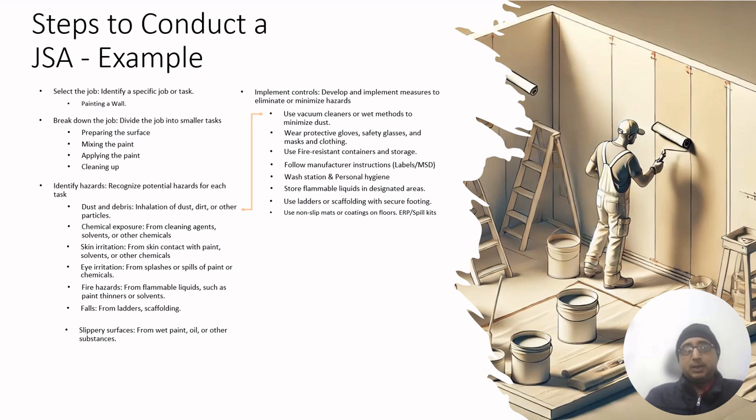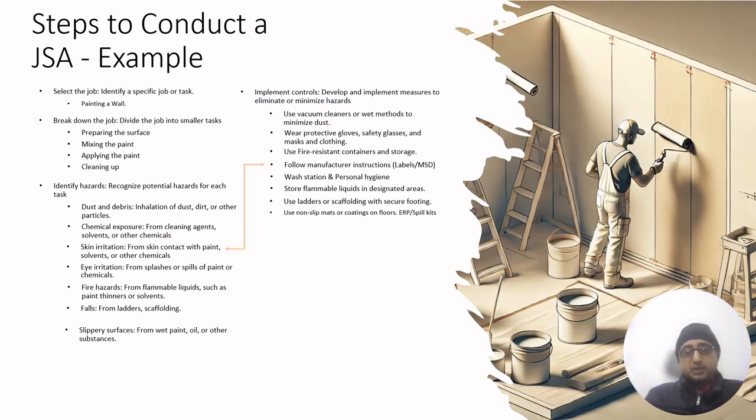For the dust and debris, we can use vacuum cleaners and wet methods to make sure that the airborne particles are in less concentration. Then we can use personal protective equipment like masks, respirators, gloves, etc. to reduce the impact. For the chemical exposures also, we can use vacuum cleaners, wet methods, and personal protective equipment. To avoid the fire hazard, we can make sure that all the paint containers are fire resistant. This is to reduce the probability of a fire incident.